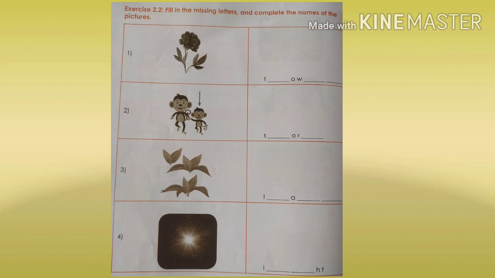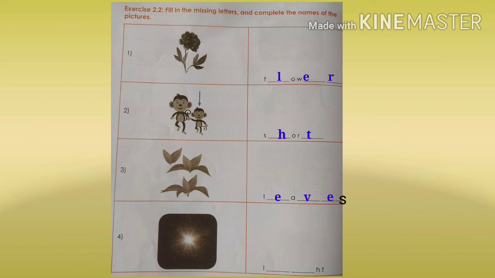So students, you can see here the first picture is a flower. So we have to complete the spelling of flower. And in the second picture we can see the monkey is short. So we have to complete the spelling of short. Then in the third picture we can see leaves are there. So we have to complete the spelling of leaves.